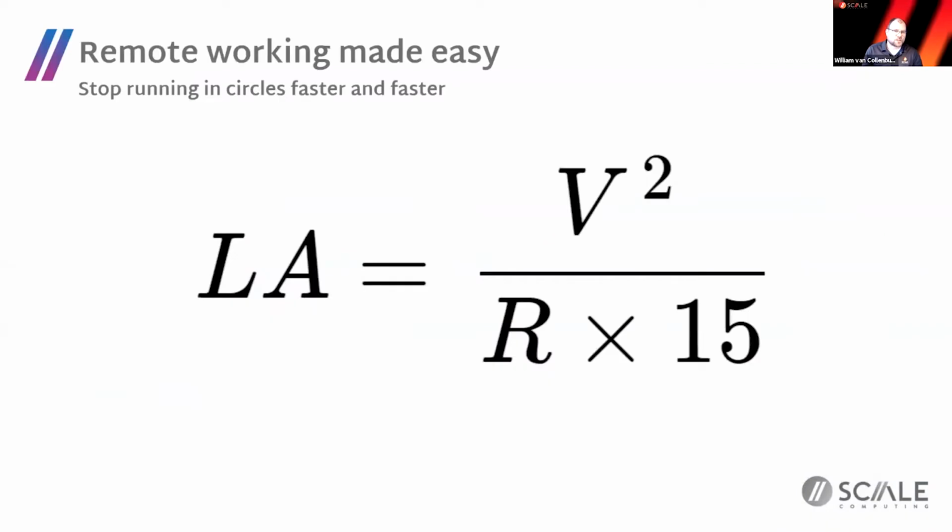So the solution overview. I was thinking about how do I make a simple thing as complex as possible? And basically, what you're seeing here is the mathematical formula for running around in very short circles. R times 15 makes the circle a lot smaller.